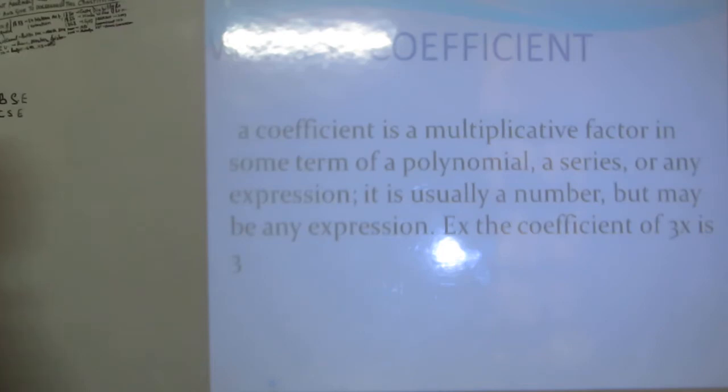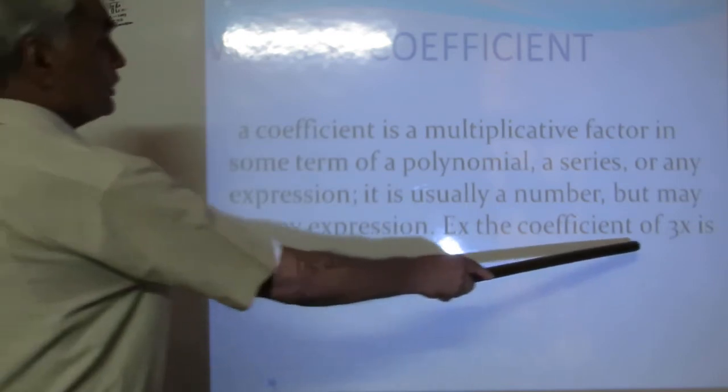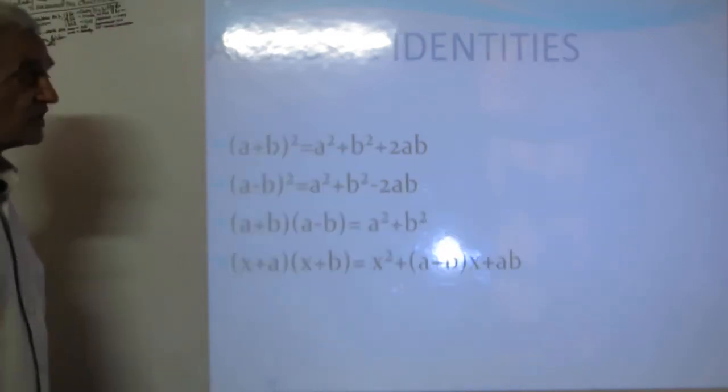Now, what is a coefficient? The coefficient is a multiplicative factor in a term of a polynomial, a series or any other expression. It is usually a number but may be an expression. For example, the coefficient of 3x is 3, while 3x is the term.